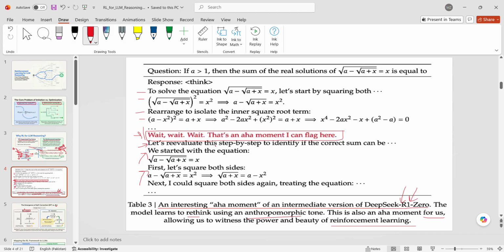So yeah, this is the preamble. I think it is the correct word, but this is basically why we use reinforcement learning for instilling reasoning into large language models. I hope you were able to understand.